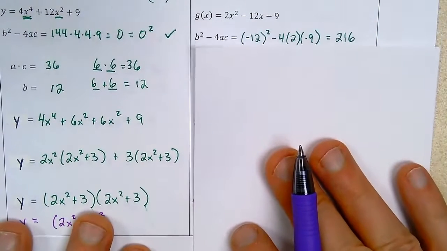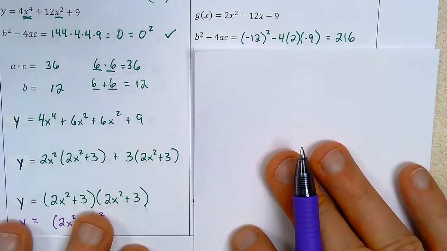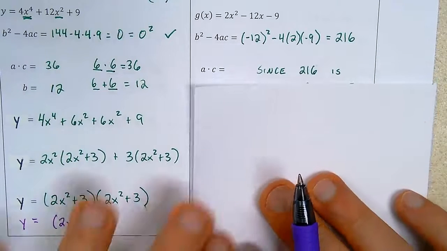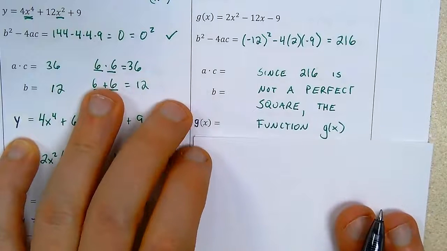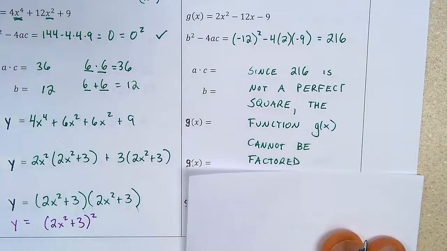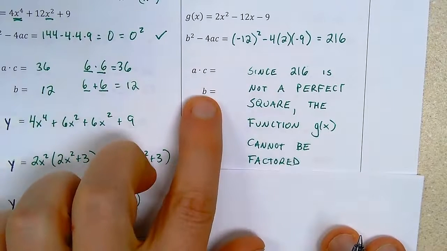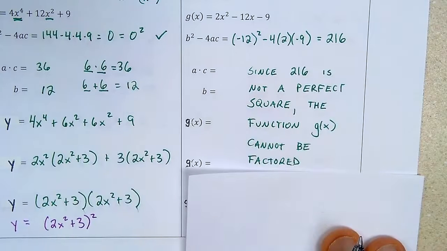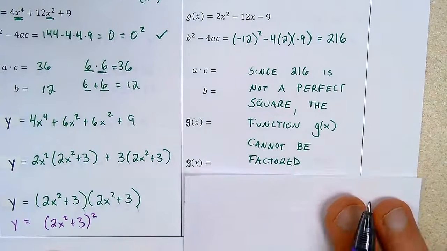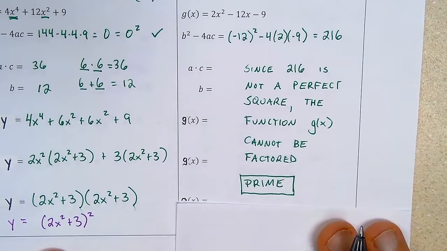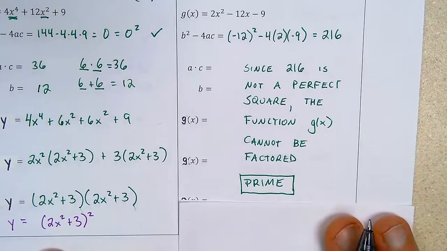We're going to check to see that this is a perfect square. 216, if we try to square root that, we find that 216 is not a perfect square, so this function, g of x, cannot be factored. So we don't even have to start doing the AC process because we've proven to ourselves that 216 is not a perfect square. The discriminant is not a perfect square. So this is a prime polynomial. It cannot be factored any further than it is, at least with real numbers.